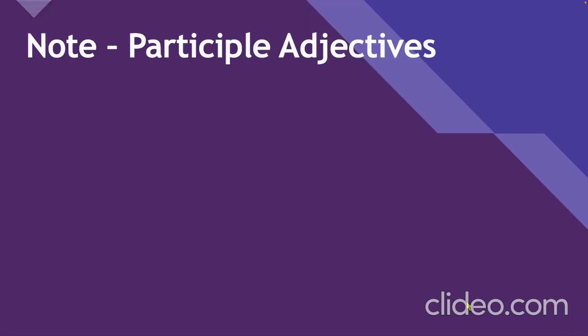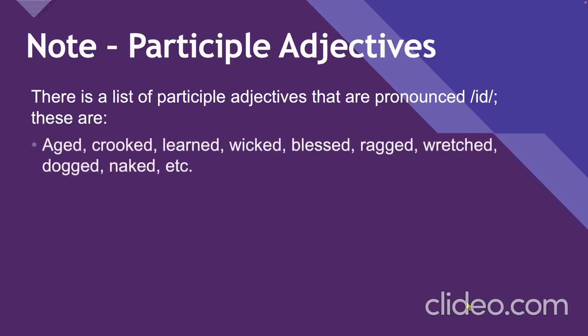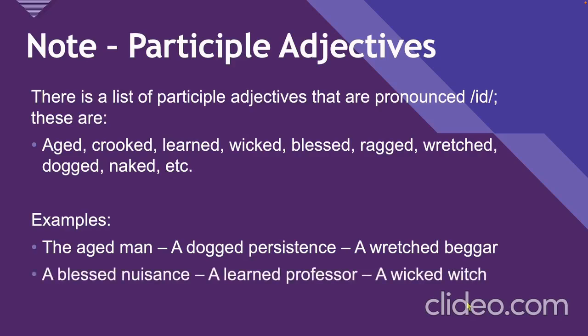Great. Good job. There is one note though. Participle adjectives. There is a list of participle adjectives that are pronounced id. These are aged, crooked, learned, wicked, blessed, ragged, wretched, dogged, naked, etc. Examples: the aged man, a dogged persistence, a wretched beggar, a blessed nuisance, a learned professor, a wicked witch.